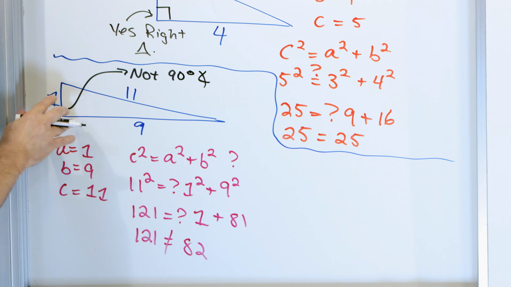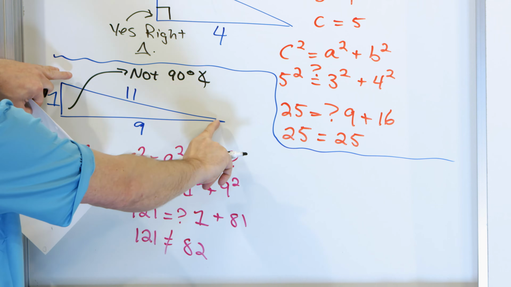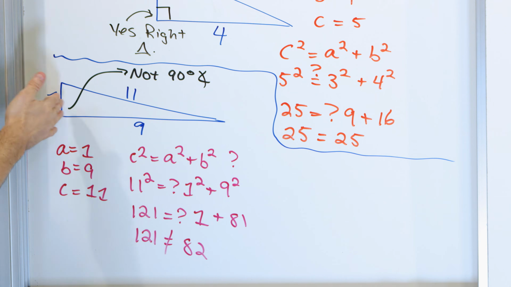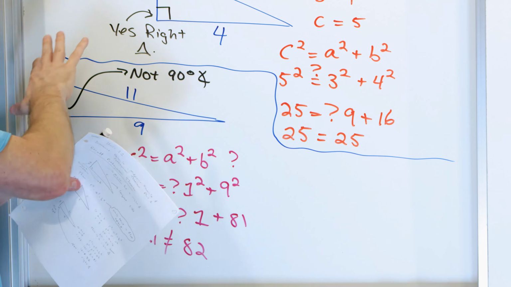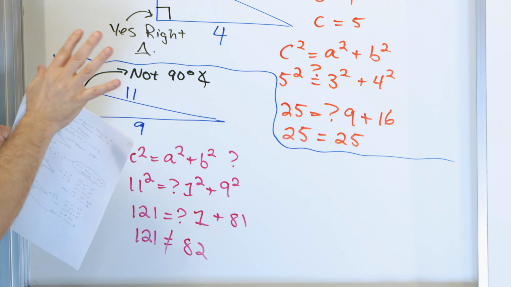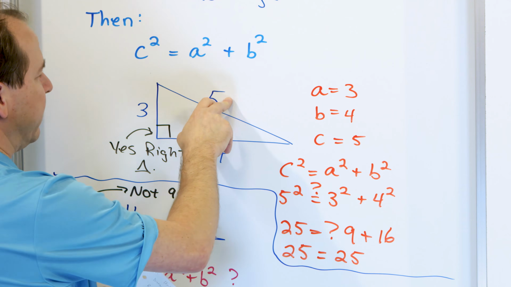I've drawn it close to a 90-degree angle because I'm sketching it, but if you actually measured 1 and 9 and connected it with 11, you would find that this angle is very far away from 90 degrees. Now, bringing it back to modern thinking in science, we looked at this first triangle. We said this one fits with the Pythagorean theorem. Why?